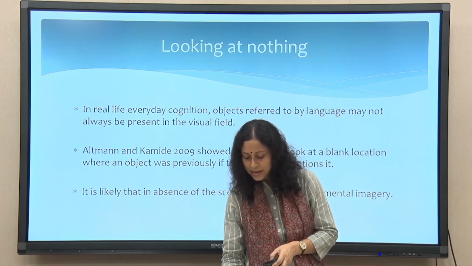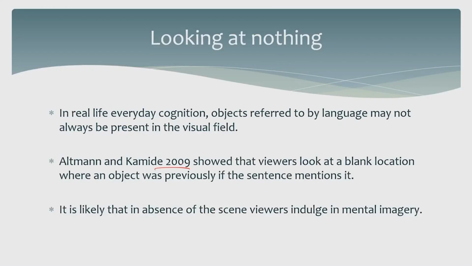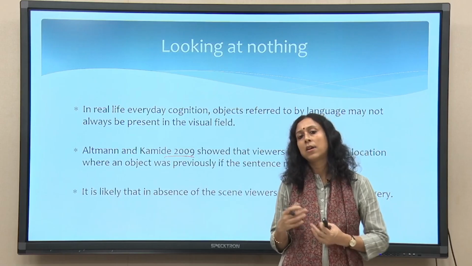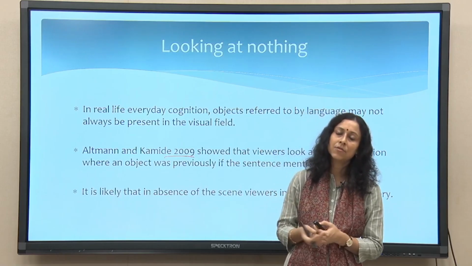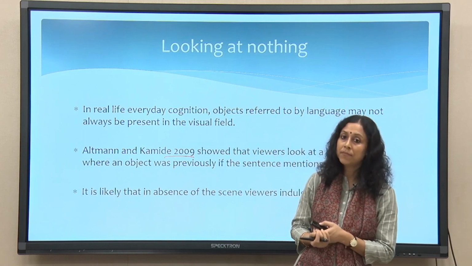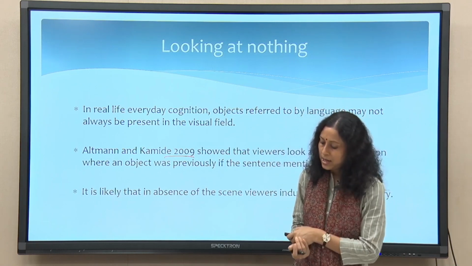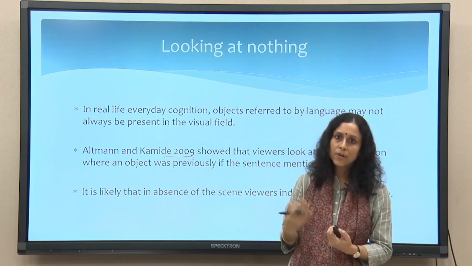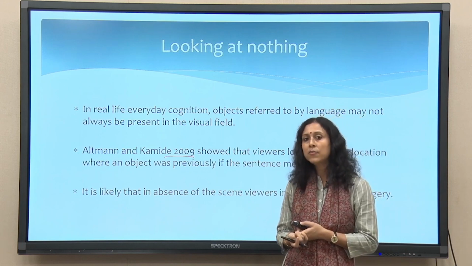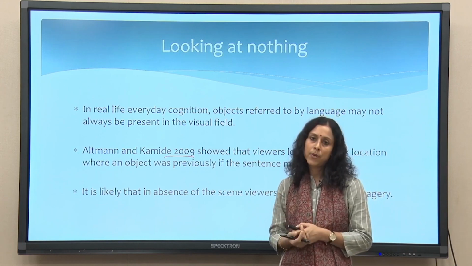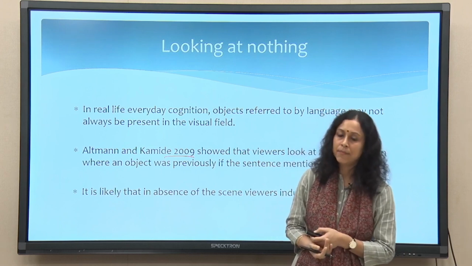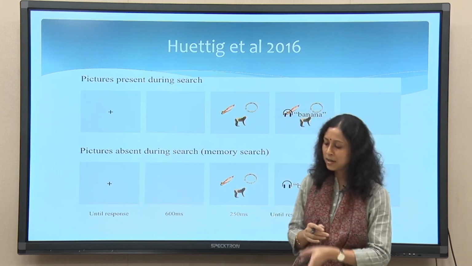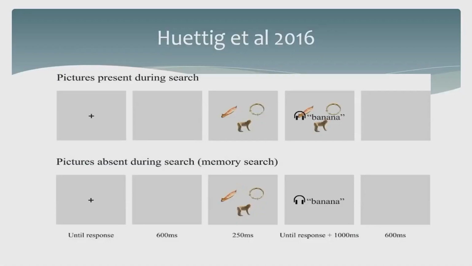A very important finding in this regard shows that viewers look at a blank location where an object previously was, if the sentence mentions it. So, if you are listening to a sentence or a word depicting an object, you still look at the screen where the object previously was. In this case there is no direct visual input. So, why do we still look at that area? Because we are probably engaging in mental imagery guided by language.